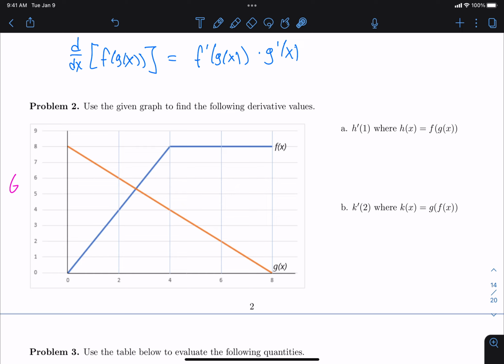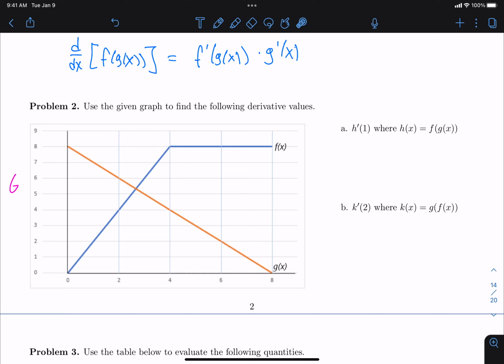So we want to figure out what H prime of 1 is, right? H, they tell us, is F of G of X. So to find its derivative, I know I'm going to need to use the chain rule, and that formula says H prime of X is given by F prime of G of X times G prime of X. In particular, if I want H prime of 1, I'm just going to plug in 1 for all these things. Do you know how to figure out what G of 1 is from this picture?